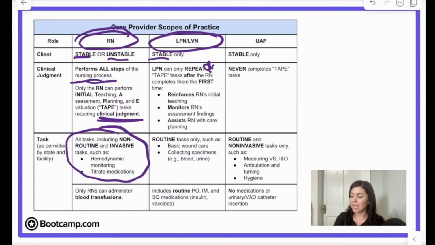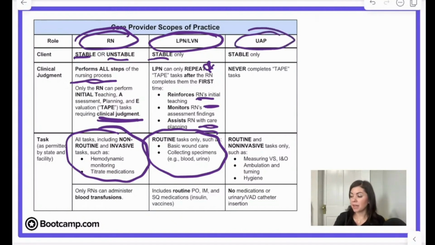For example, they can reinforce teaching that the RN already provided. They can monitor assessment findings after the RN has performed the assessment, and they can assist the RN with care planning once that registered nurse has developed that care plan. They are only able to do routine tasks, so tasks that don't pose a lot of risk. Some examples are wound care for a basic wound, collecting specimens for a lab sample, those types of things.